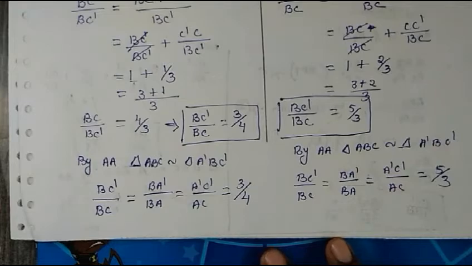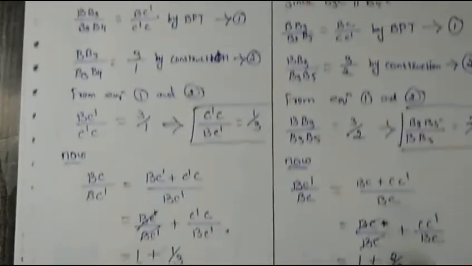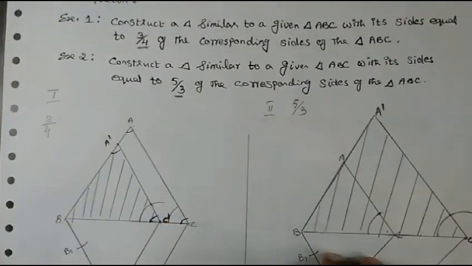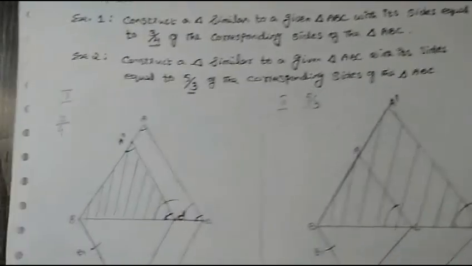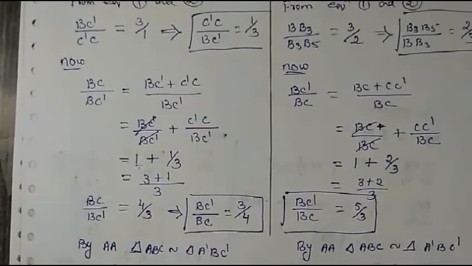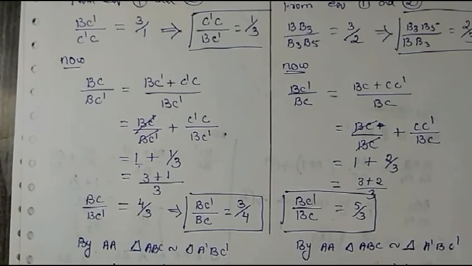I hope it is clear to you. The steps are the same. Nothing to change. If you do it once or twice or thrice, this justification will become by heart for you. For all the constructions where you have to construct similar triangles in a given ratio, the justification steps remain the same. Only you have to understand first what you have to write, second what you have to write. That's it. Thank you. God bless you.